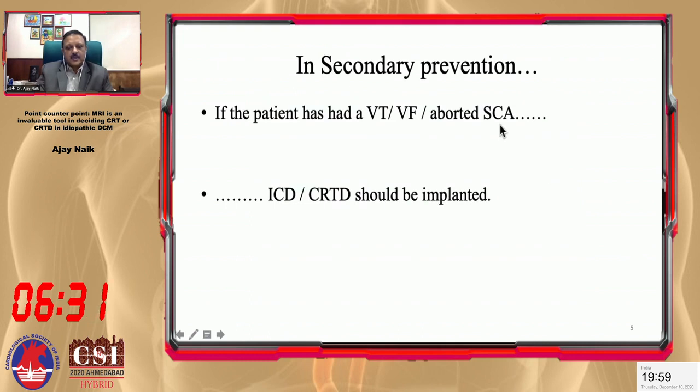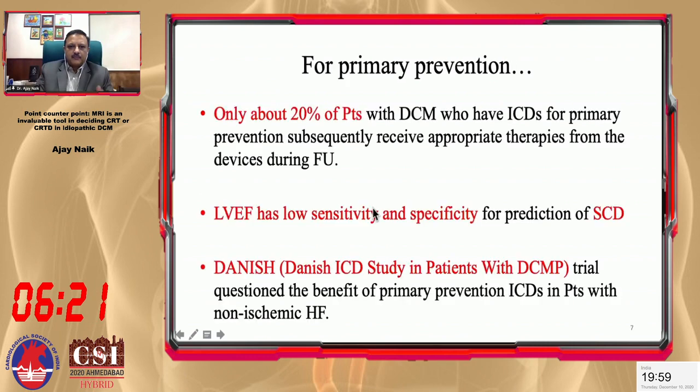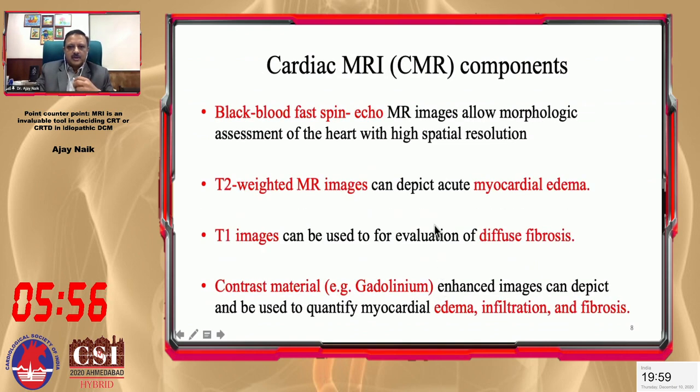I don't think so. First point is in secondary prevention. If the patient has had a VT/VF or aborted SCA, ICD or CRTD should be implanted. What we are talking about is basically primary prevention. And only 20% of patients with dilated cardiomyopathy who have ICDs for primary prevention subsequently receive appropriate therapies from the devices. EF, as we know, has low sensitivity and specificity for prediction of sudden cardiac death. And the Danish trial questioned the benefit of primary prevention ICD in patients with non-ischemic heart failure.